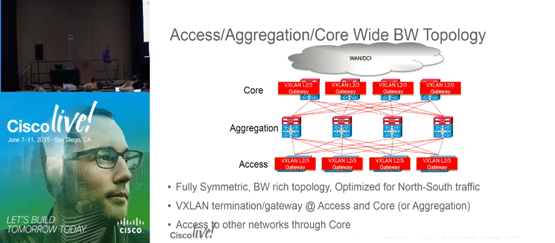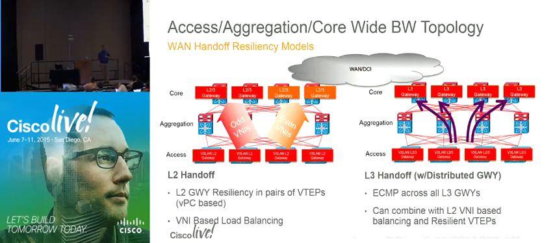Access, aggregation, core, or a wide-bandwidth topology if you want. So we have the access, which is again the L2, L3 boundary. We have an aggregation layer in the middle, which just helps us distribute the ports. And then on top, we have a core, which is basically the L2, L3 handoff into another technology. The gateway is what we want to handle at the access layer also in that scenario.